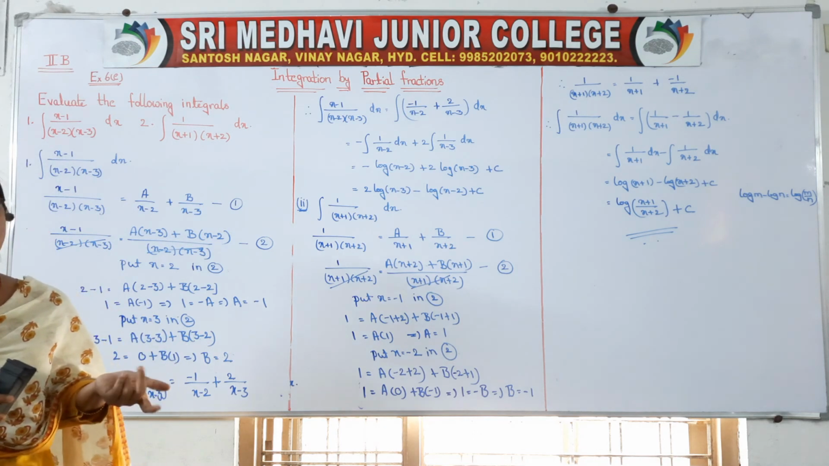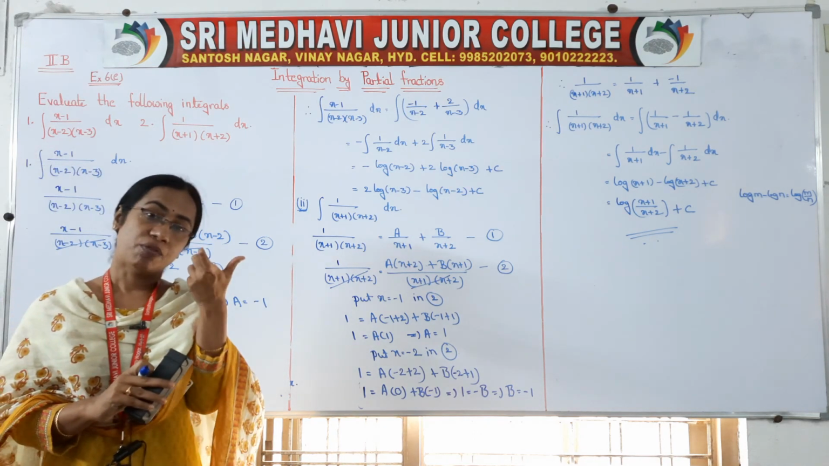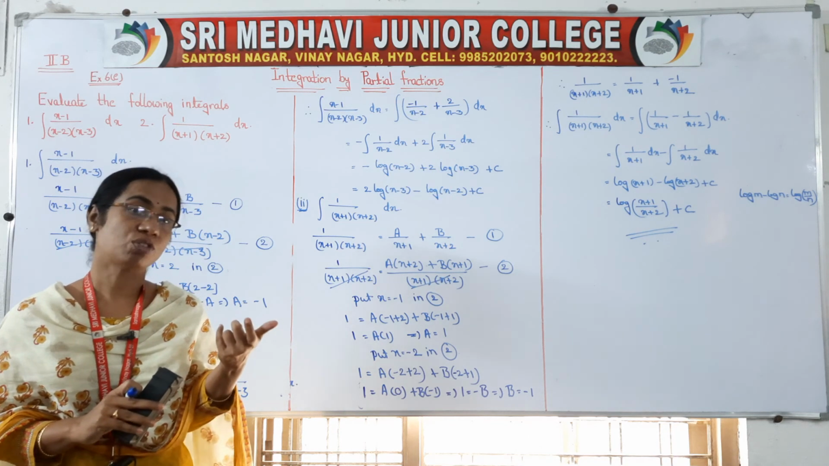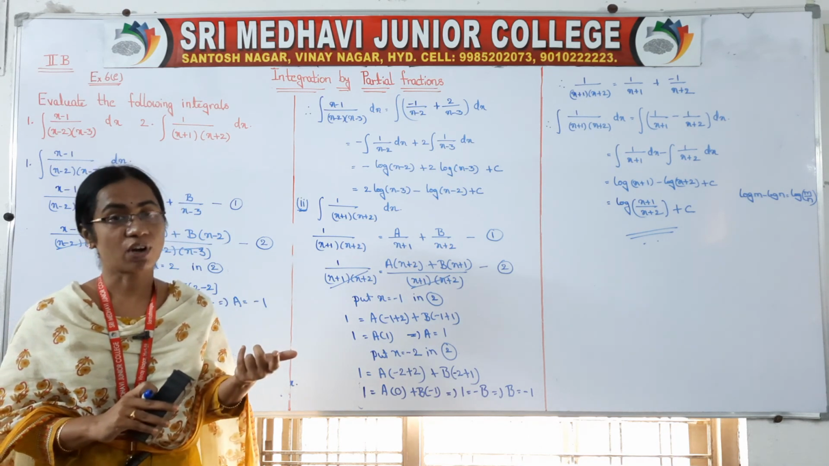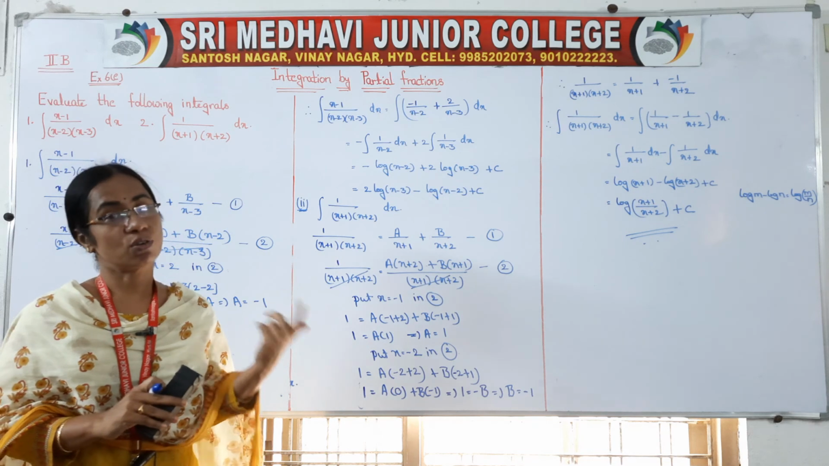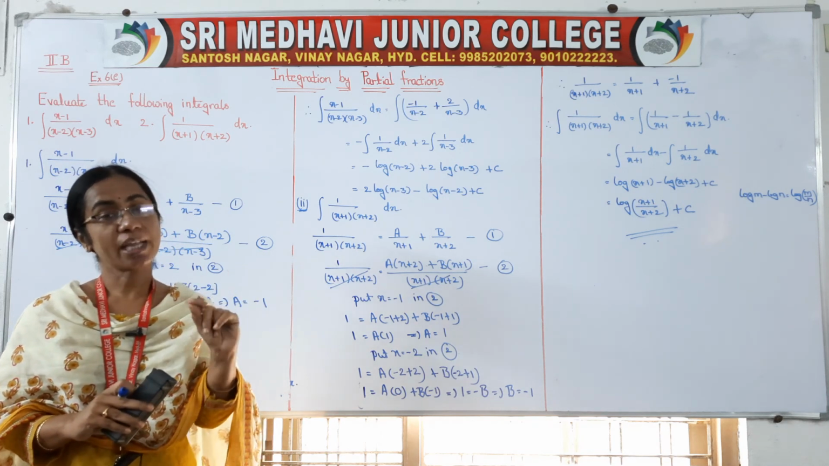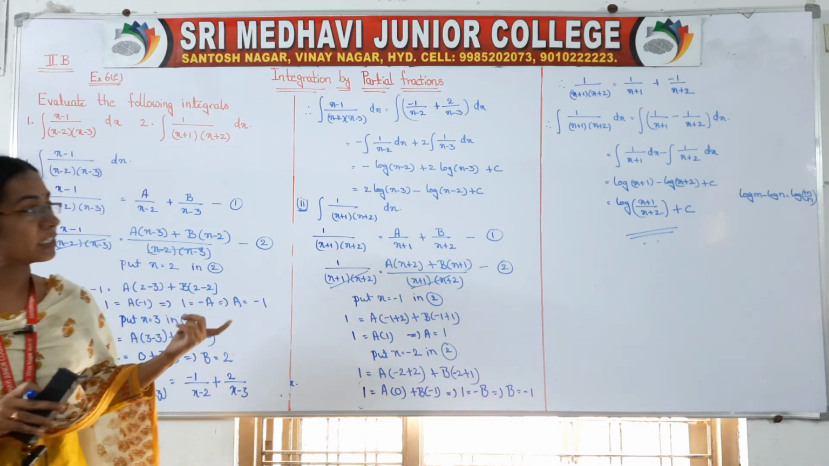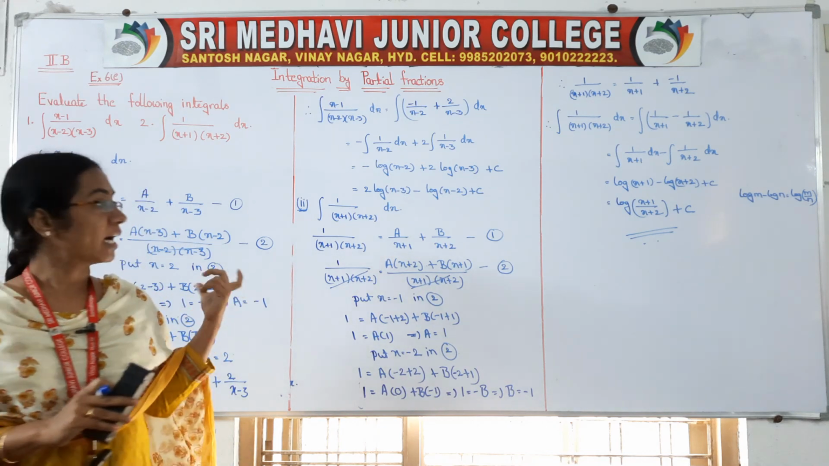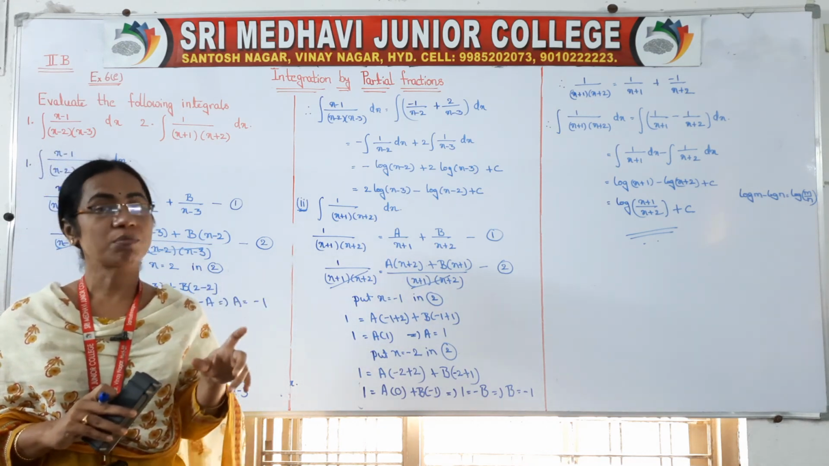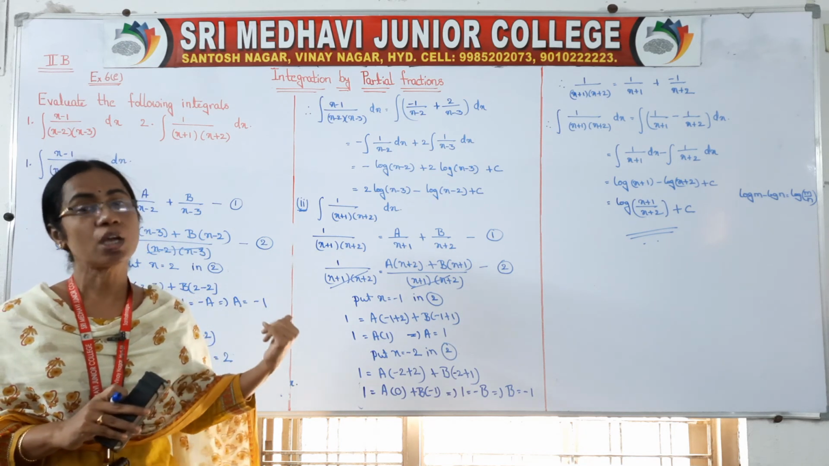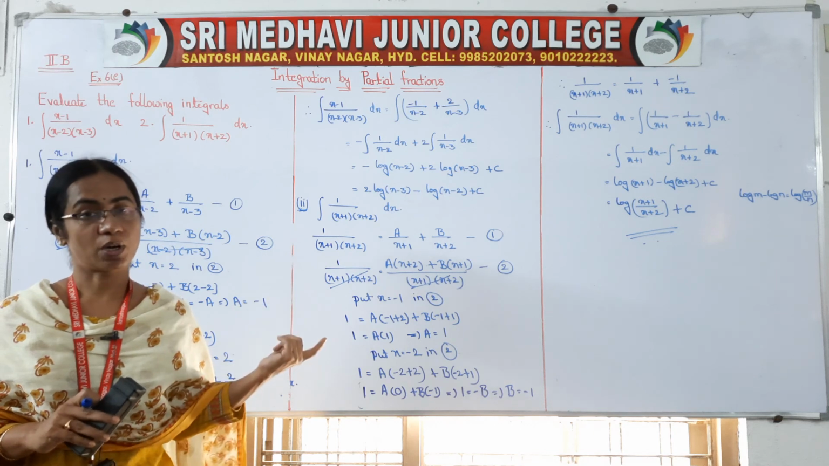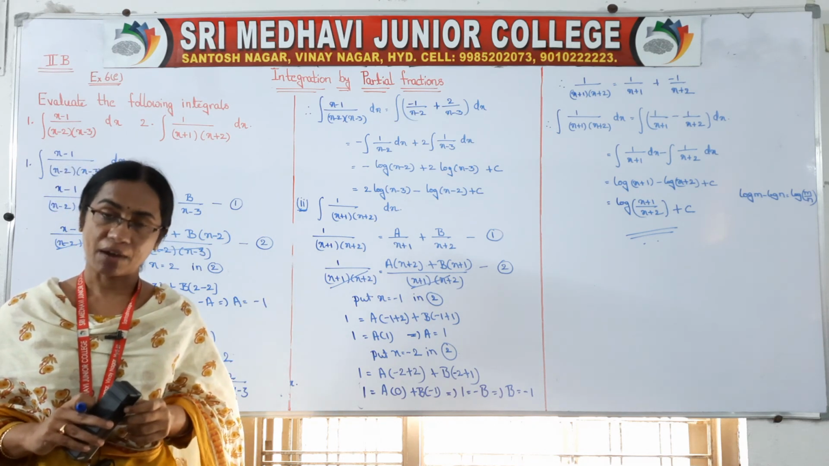How will we know? If the downward values are given in linear factor form, then we can go for integration by partial fractions. Okay, so practice these problems perfectly. I did 2 problems of the same type so that you will get used to that method. So be perfect with these 2 problems. That's all for today. Have a nice day.